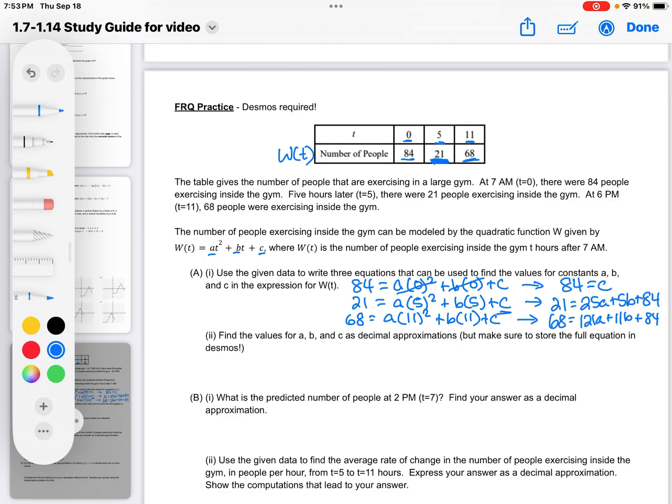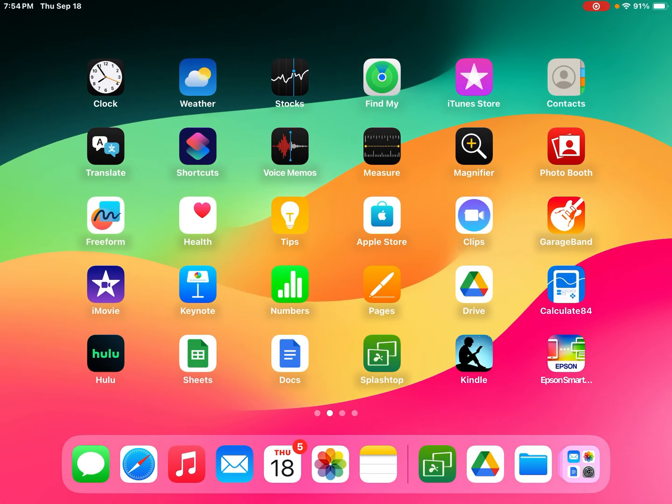All right, part 2 is going to say find the values for a, b, and c as decimal approximations. My recommendation is to store the full equation in Desmos, though. That's not a recommendation. Let's make that a requirement. So what we do is we run the regression for this function, and for this, we are going to need Desmos. So let me go ahead and pull that up.